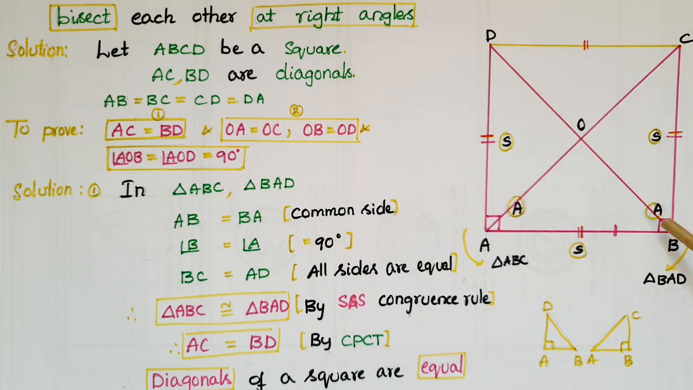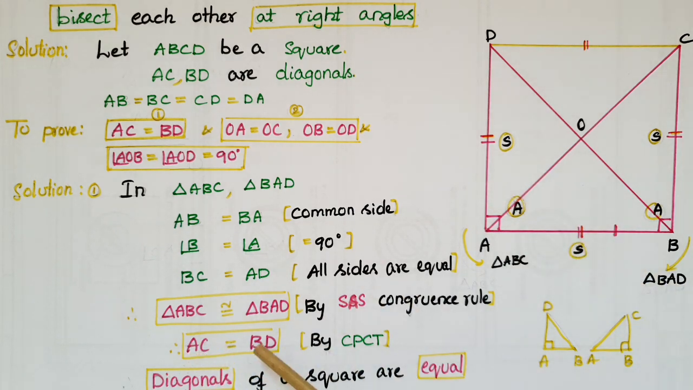90 degrees. So we know that each angle in a square is 90 degrees. Angle B is the angle of this triangle and angle A is the angle of this triangle, and BC is equal to AD. These two are sides of these two triangles, and all sides are equal in a square, so these two are equal. So triangle ABC is congruent to triangle BAD by the SAS congruence rule, because side, angle, side of this triangle are equal to side, angle, side of this triangle.